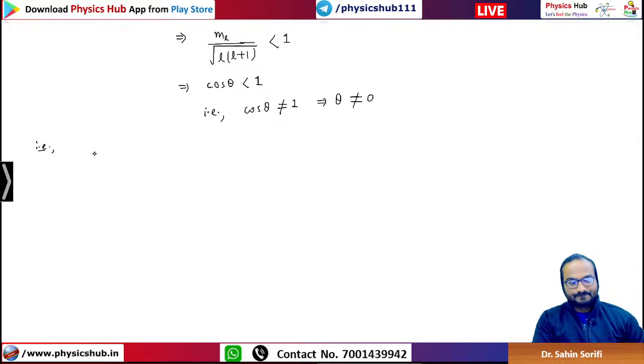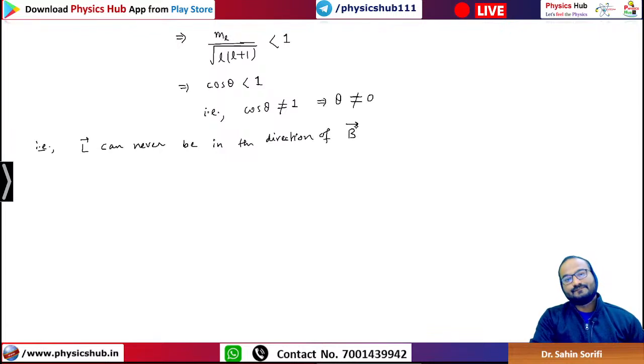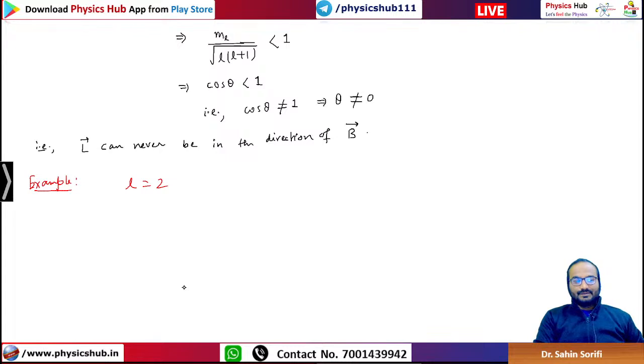That is, L can never be in the direction of B. If I take an example, let's say we consider a particular case of L is equals to 2. Or let's say if I talk about the magnitude, okay, let's take the orbital quantum number, L is equals to 2.